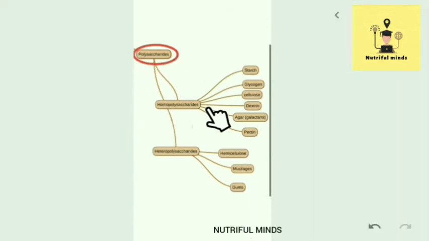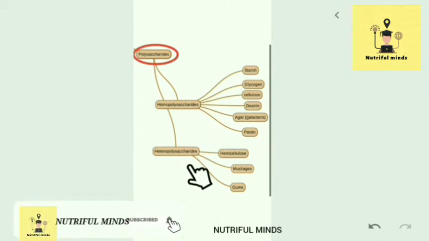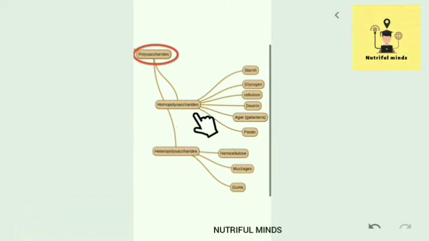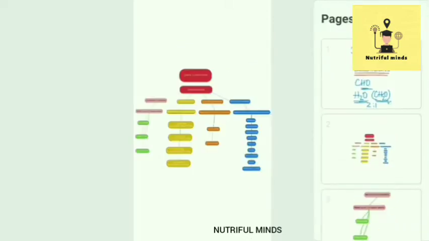Polysaccharides are divided into 2 as well: homopolysaccharides and heteropolysaccharides. Homopolysaccharides include starch, glycogen, cellulose, dextrin, agar, pectin, whereas heteropolysaccharides include hemicellulose, mucilages and gums. Now let's get into the details of monosaccharides.